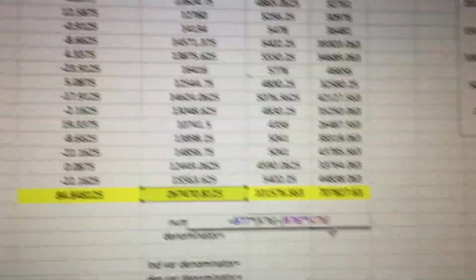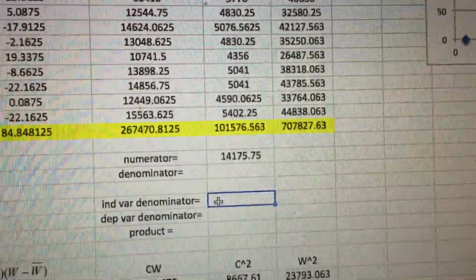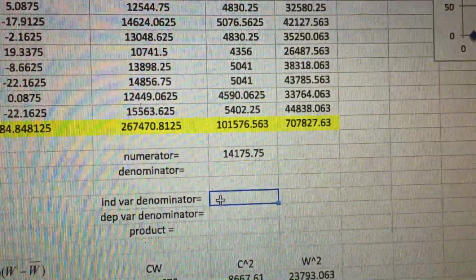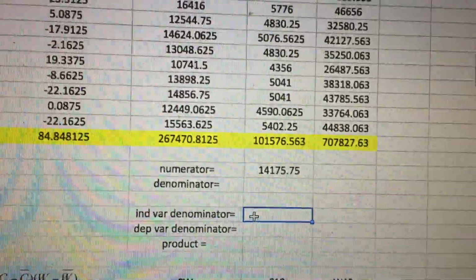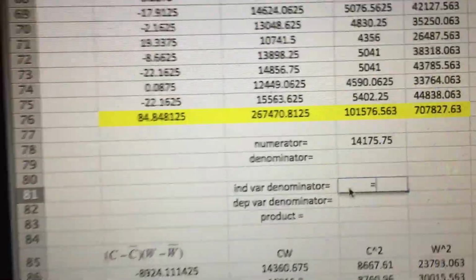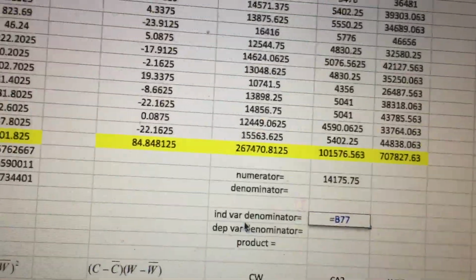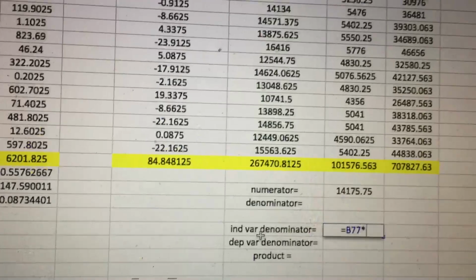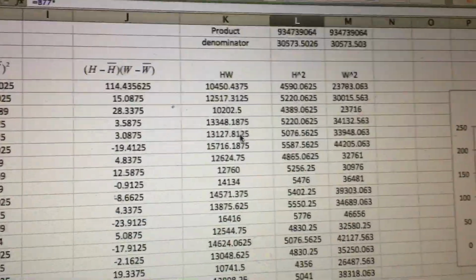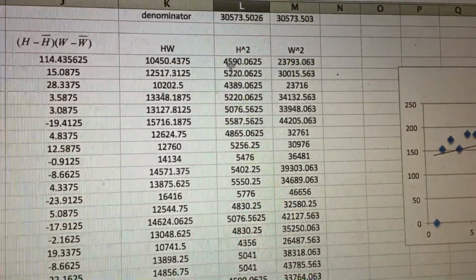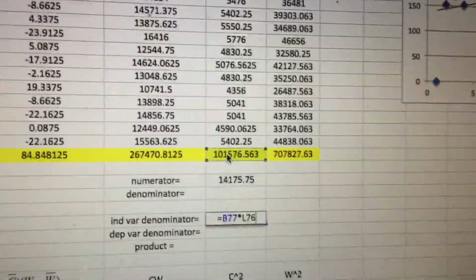Right? And I'm going to close that off. Okay, there's my numerator. To get my denominator, I'm going to start with the independent variable denominator. Then I'm going to start with the count again for that. Let's get the count. And I am going to times that by the age squared, which is all the individual heights, sorry, individual heights that are squared, and then that total.